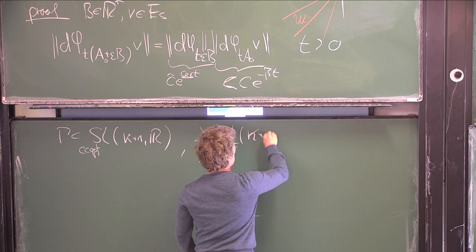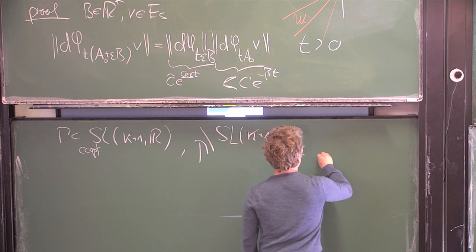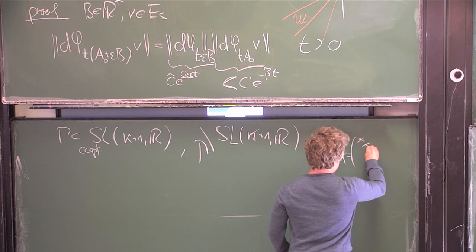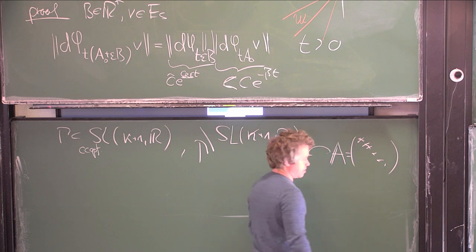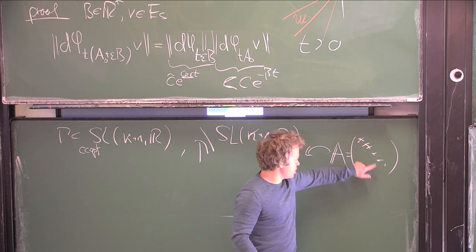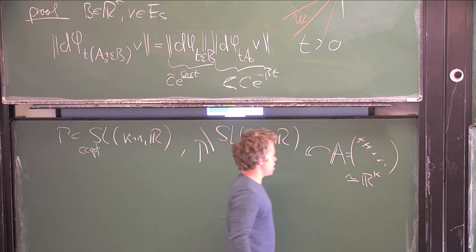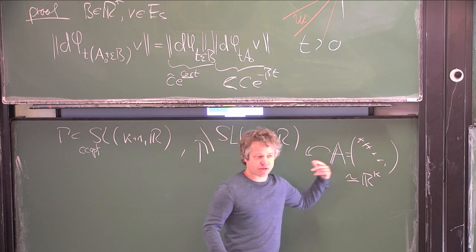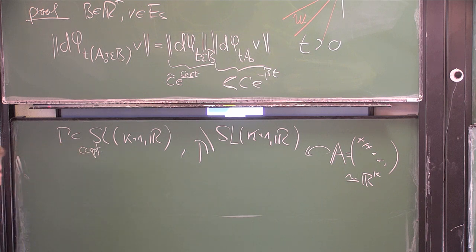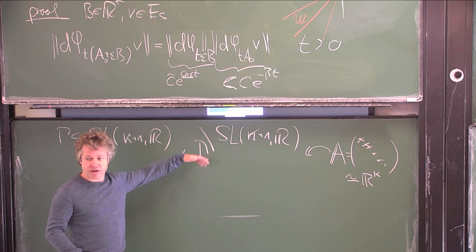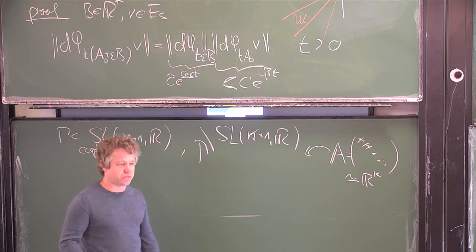So you have SL(k+1, R), and then you act from the right with the group A, which consists of diagonal matrices. And because you are in SL, because the determinant is 1, this space is isomorphic to R^k. You have k+1 entries on the diagonal, but the determinant is fixed to 1, so this is an R^k action. And this is in fact maybe the most prototypical example of an Anosov action. Then there exist such examples for arbitrary real semi-simple groups of higher rank, not only SL2; there are lots of other groups.